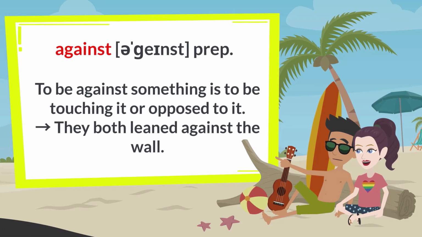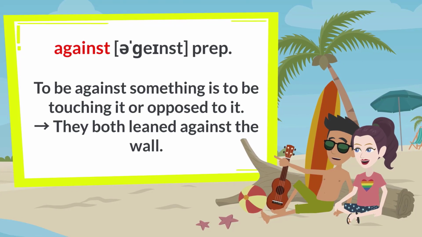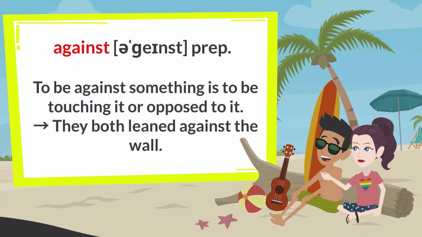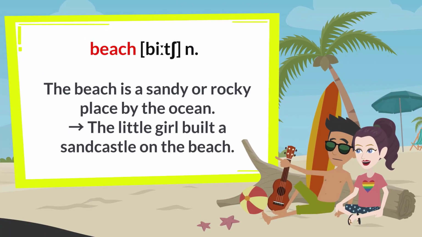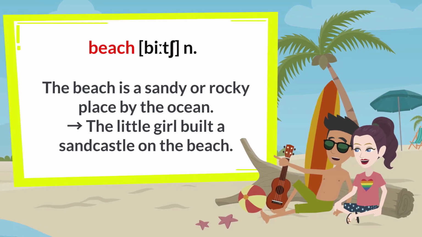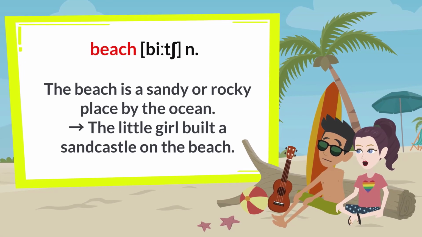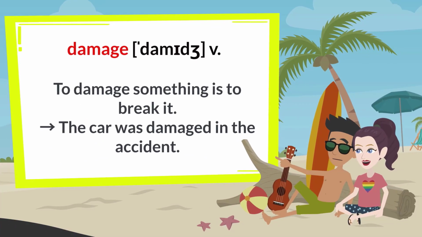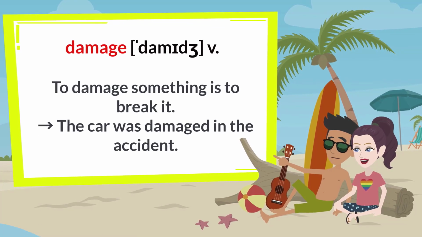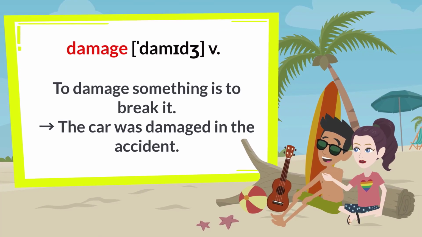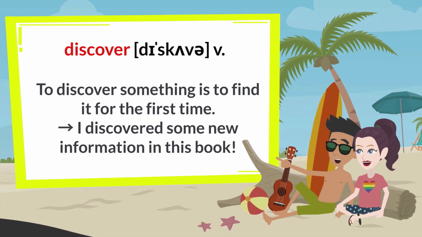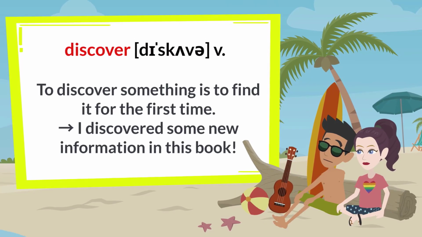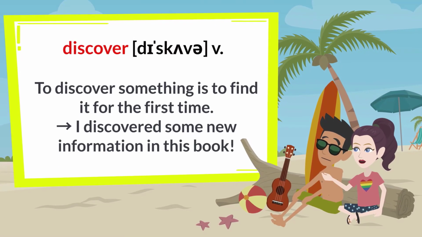Against. To be against something is to be touching it or opposed to it. They both leaned against the wall. Beach. The beach is a sandy or rocky place by the ocean. The little girl built a sandcastle on the beach. Damage. To damage something is to break it. The car was damaged in the accident. Discover. To discover something is to find it for the first time. I discovered some new information in this book.